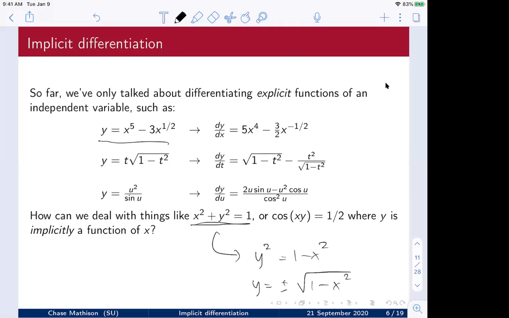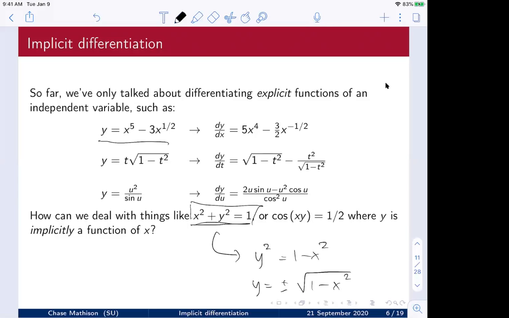You need at least two functions to describe a circle, where with this single equation here, we're able to describe it in just one equation. So there are definitely times where implicitly defined functions are nicer to work with because I don't have to work with the plus or minus square root here.